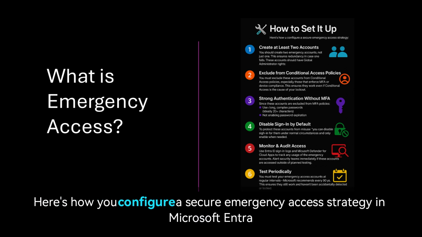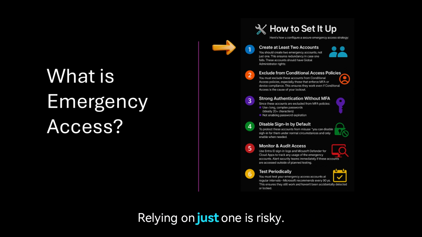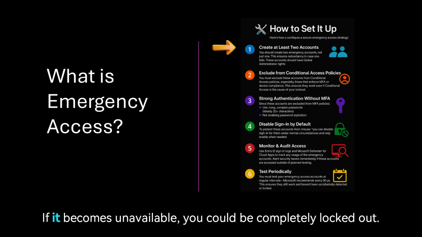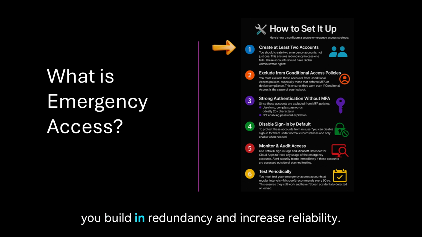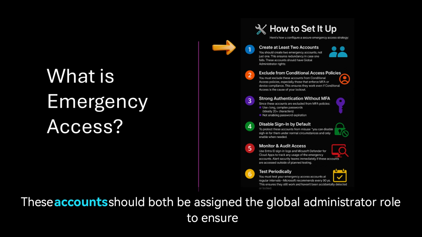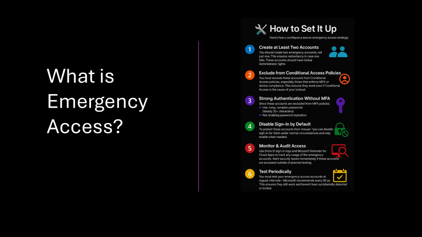Here's how you configure a secure emergency access strategy in Microsoft Entra ID. Start by creating two separate emergency access accounts. Relying on just one is risky. If it becomes unavailable, you could be completely locked out. By setting up two accounts, you build in redundancy and increase reliability. These accounts should both be assigned the global administrator role to ensure they have full access during a crisis.